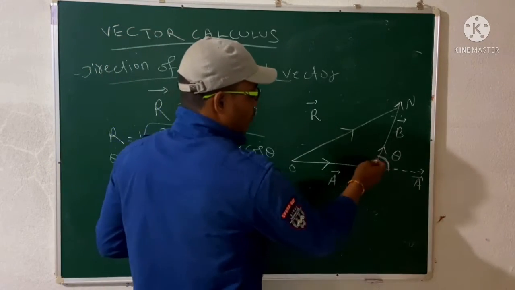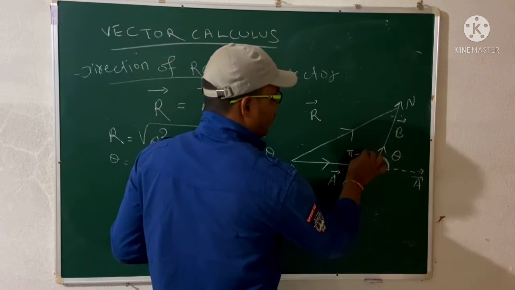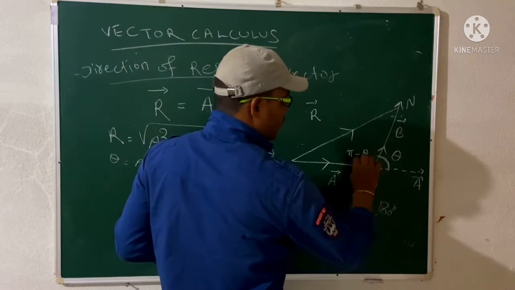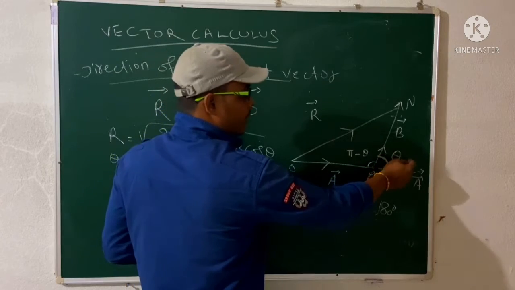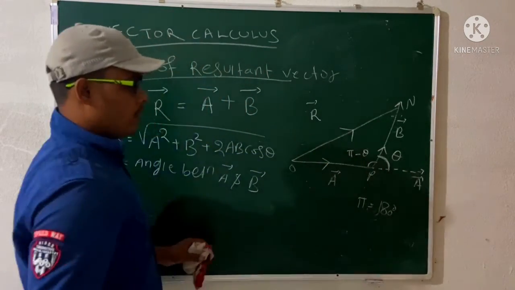Okay, so this one is theta, so that one will be pi minus theta, because pi equals 180 degree. So this one is 180 degree, the complete half circle. This is 180 degree, and this one is theta. Then that will be 180 minus theta, right? So this one is pi minus theta.